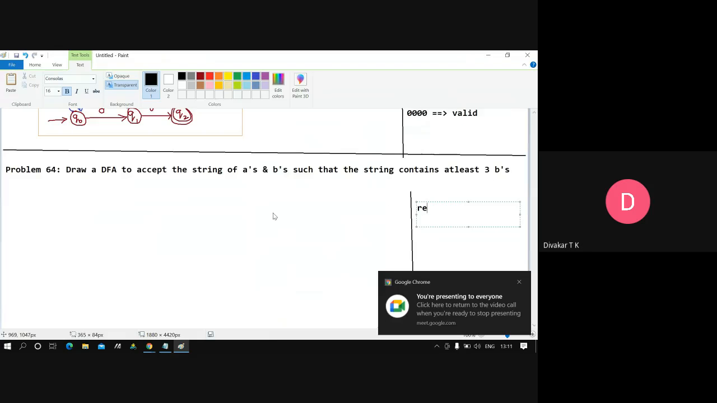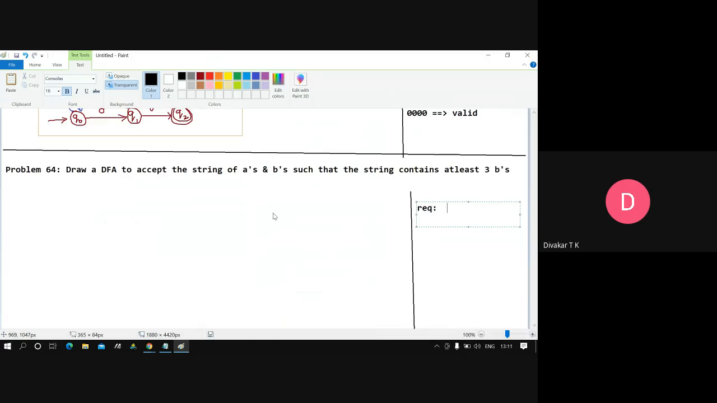Okay, the requirement part here. So what is my requirement here? The requirement is 3 Bs, at least 3 Bs should be there. Any number of A's can be there, but a minimum of 3 B's should be there. So that is my requirement.